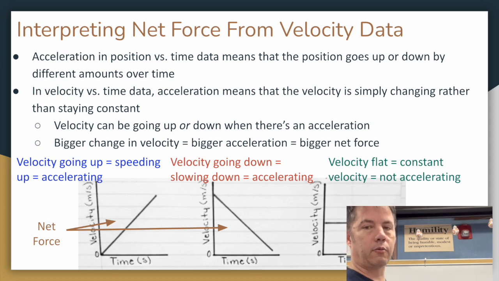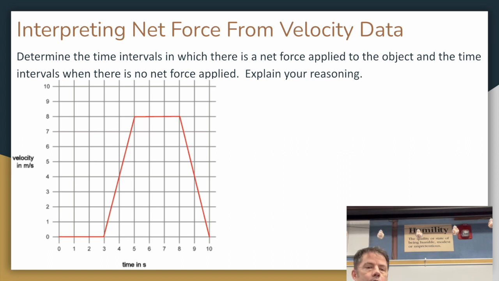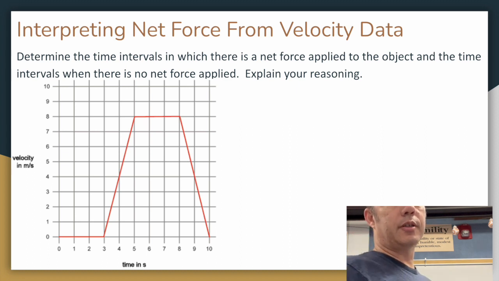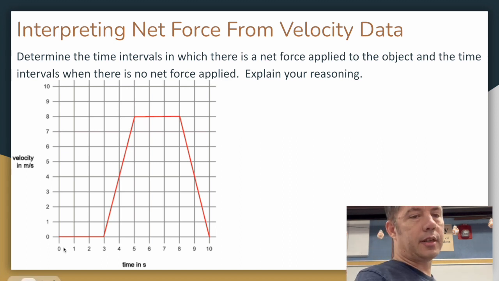Pause the video if you need to write some of this down. But moving along. Okay, so let's look at this graph. First thing we should do is, what's the title? We cut off the title, but this one should be titled velocity versus time. So we're looking at velocity. Let's look at this from 0 to 3 seconds. See right here where it says 0, and then we have 3 seconds.